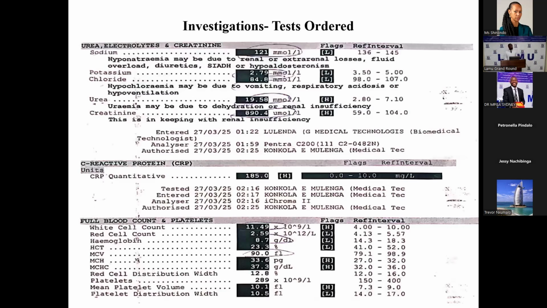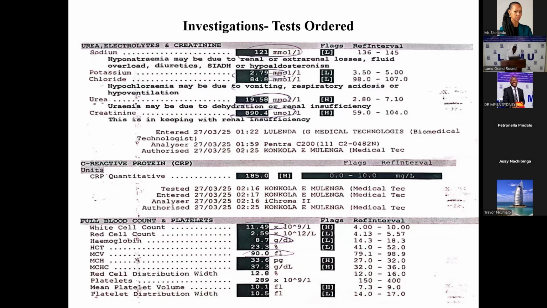So we're going to begin the investigations with the tests that we ordered for our patient, starting with the urea, electrolytes and creatinine. In sodium, there was hyponatremia noted, at a level of 121 millimoles per liter. With potassium, there was hypokalemia. You can see there was also hypochloremia, and with urea, uremia was noted, at a level of 19.58 millimoles per liter. So the urea levels were quite high. Creatinine was also elevated, with a level of 890.4 micromoles per liter.